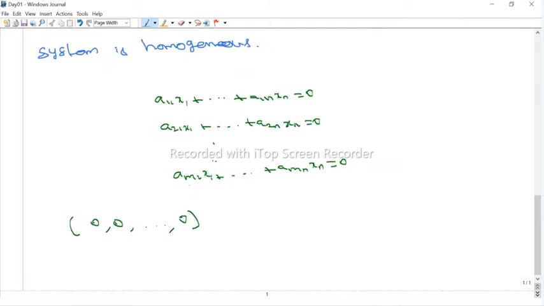So if you take the homogeneous equation, this 0, 0, 0 is called the trivial solution of the given homogeneous system. But our aim is to find the non-trivial solution. Non-trivial solution means at least one of the x values should be non-zero. We are interested in finding the non-trivial solution of the homogeneous or non-homogeneous system, not the trivial solution.